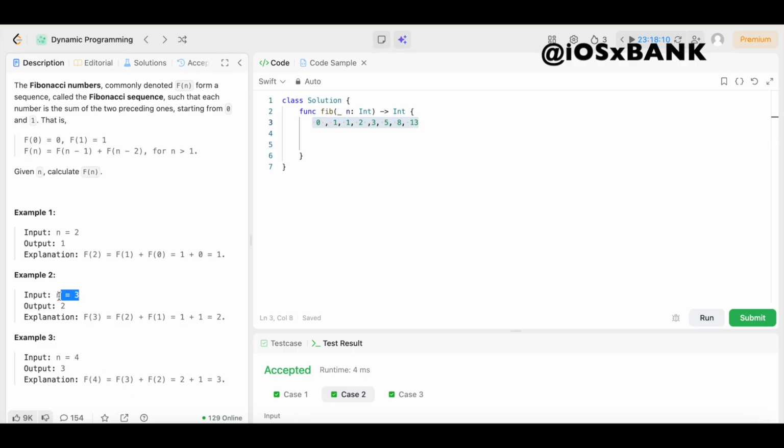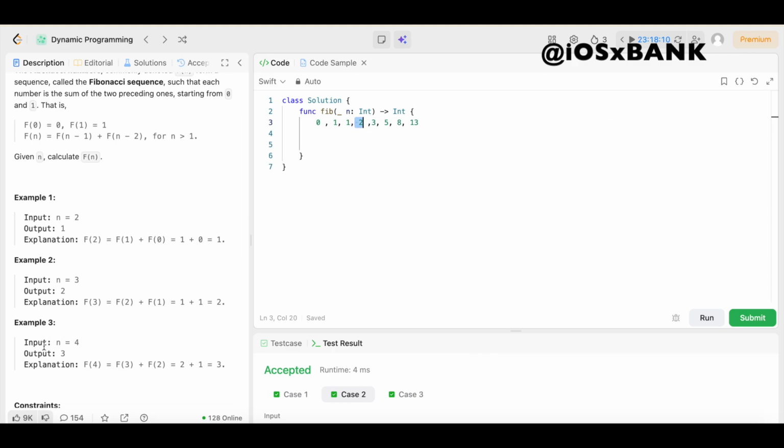And then if n equals 3, that means we want to know what is the third index of the Fibonacci sequence. And to find that, we have to do f of 2 plus f of 1, which would be 1 plus 1, and that's going to give us 2. Boom. So similarly, in example 3, when n equals 4, the output is 3. The explanation says f of 4 is equal to f of 3 plus f of 2, which equals 2 plus 1, which equals 3.